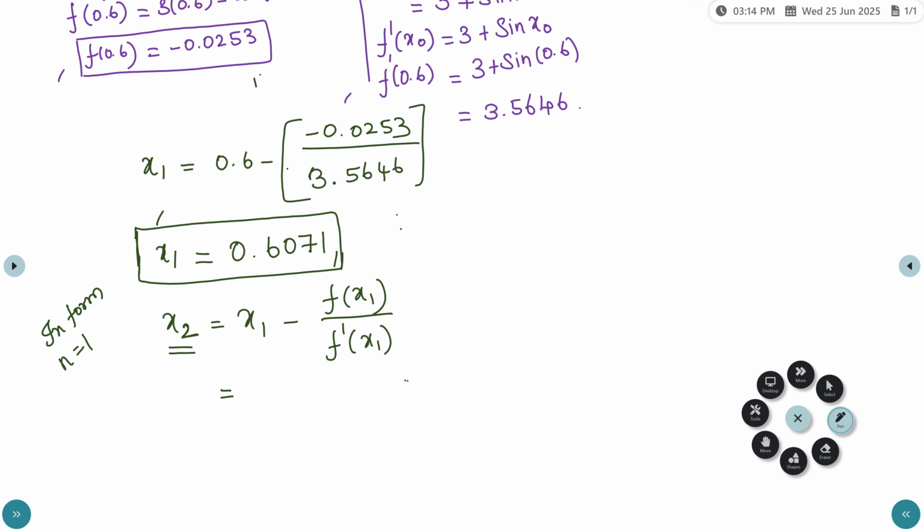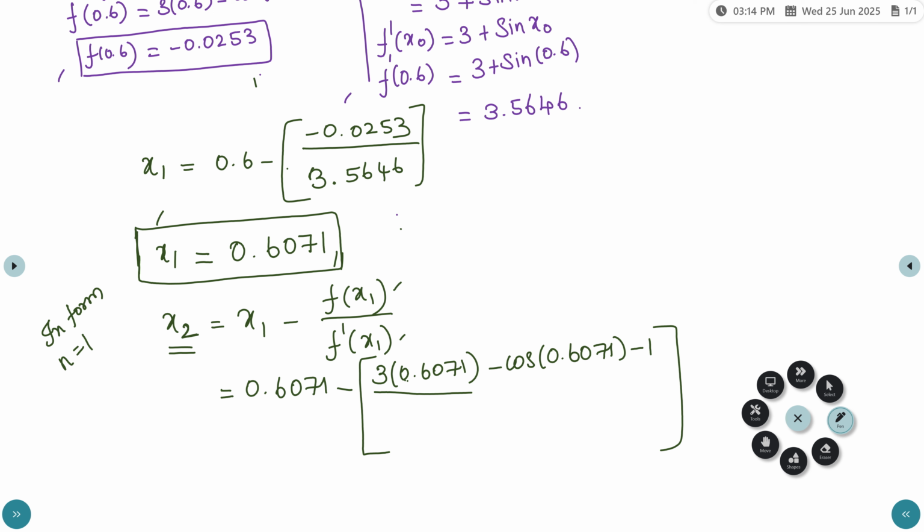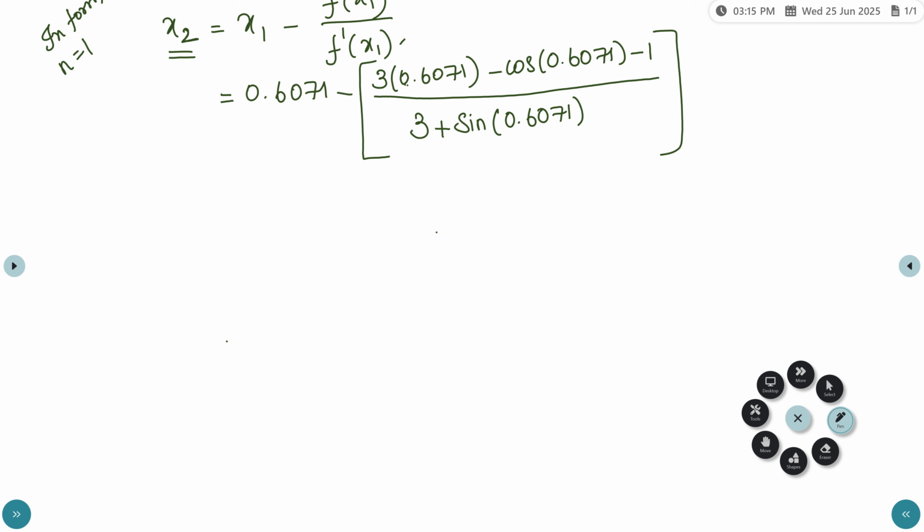I am going to substitute directly here. x1 is 0.6071 minus, before I explain clearly how we can find f of x1 and f dash of x1, I am going to directly substitute here: 3 into 0.6071 minus cos of 0.6071 minus 1, divided by f dash of x1, which is 3 plus sine of 0.6071. You can get the final answer for x2.